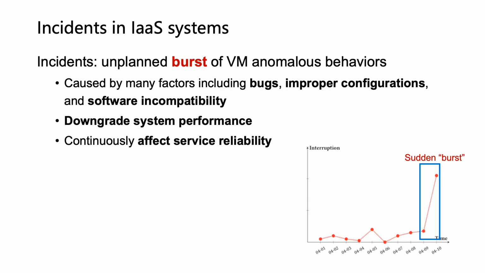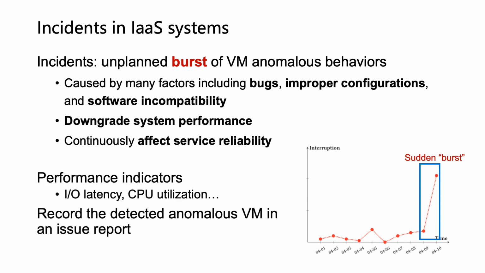In infrastructure as a service systems, incidents are unplanned bursts of anomalous behaviors of VMs. For example, if we count the total number of interruptions and observe a sudden burst, as the figure shows, we can conclude that an incident happened. Such incidents are typically caused by many factors, including bugs, improper configurations, and software incompatibility. They can downgrade system performance and continuously affect service reliability.